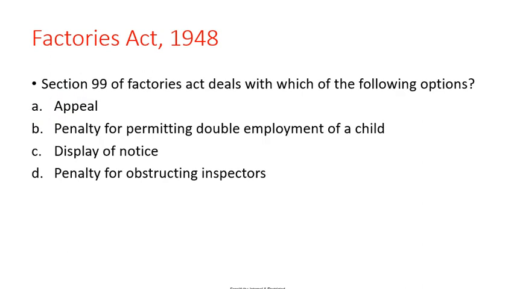Next question. Section 99 of the Factories Act deals with which of the following options? Appeal, penalty for permitting double employment of a child, display of notice, penalty for obstructing inspector. Correct answer is penalty for permitting double employment of a child.